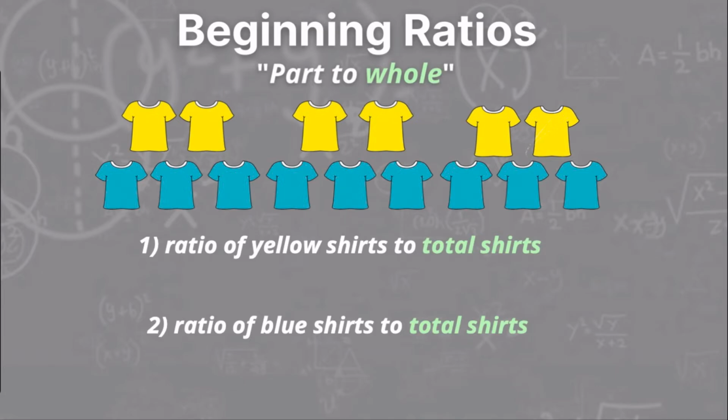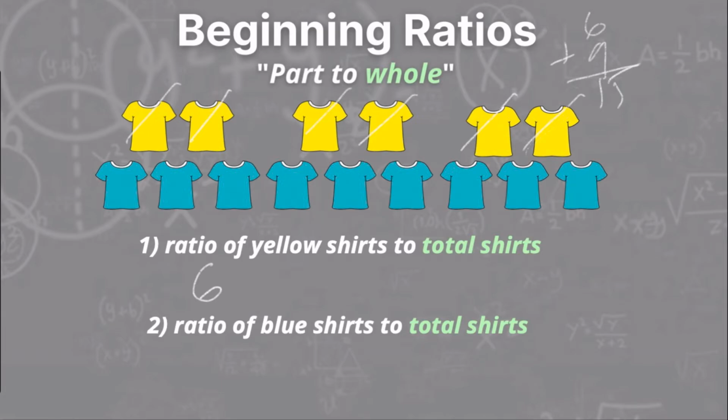Well, how many yellow shirts do we have? It's the same number as before. 1, 2, 3, 4, 5, 6. Well, we have 6 yellow shirts. So let's write that number down. Now, how many shirts do we have together? Well, we still have the 9 blue shirts that we had before, so we know 6 plus 9 is 15.